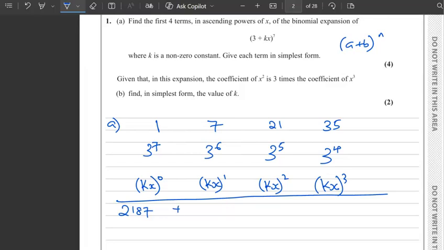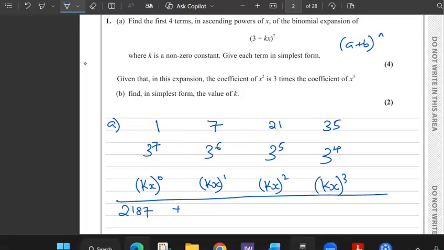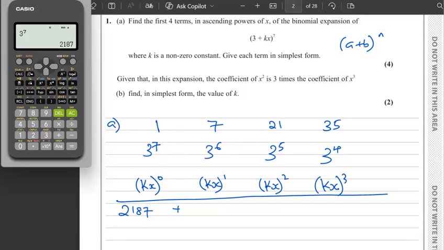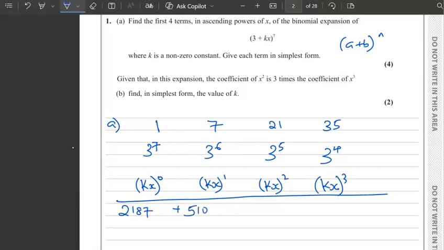We can also get the second term here. So the second term will have 7 times 3 power 6. What does it give you? This one gives you 5103. Then (kx) power 1 is just the same as kx. We add.